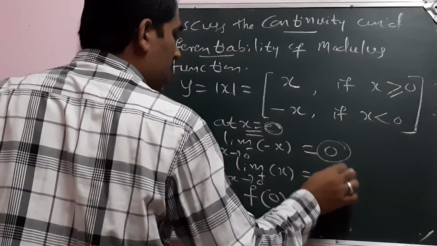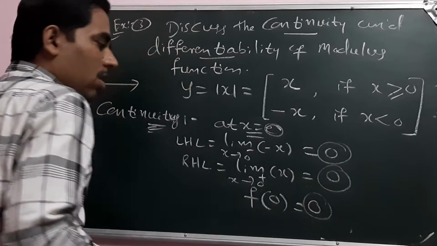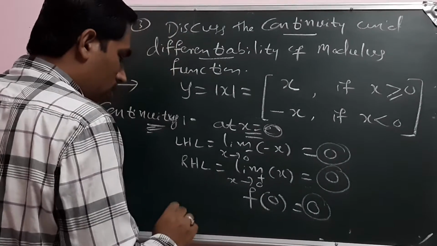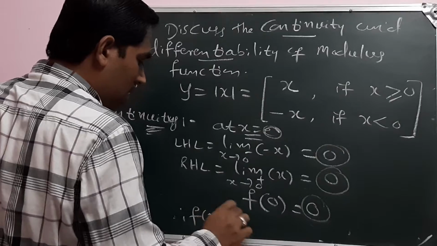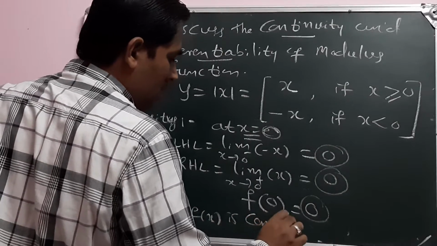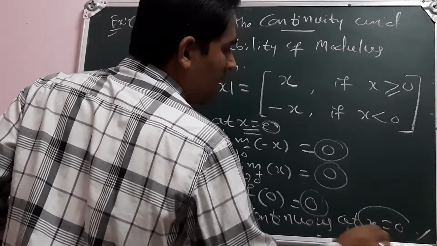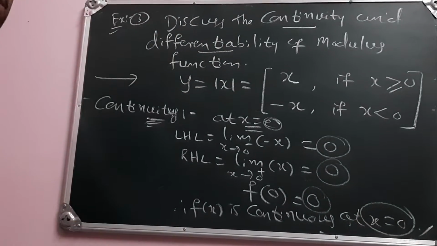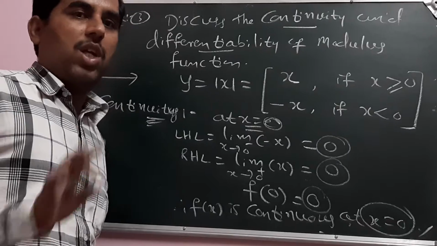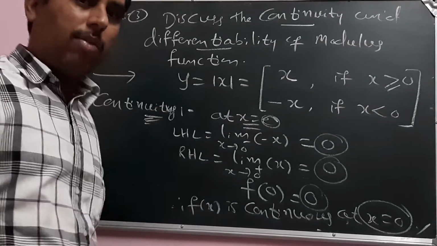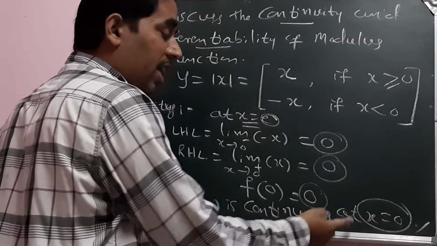See here, left hand limit is 0, right hand limit is 0. So the value of the function at the given point is 0. Therefore, what is our conclusion? This function is continuous at x is equal to 0. So the modulus function is a continuous function. We also know the graph of the function. So the modulus function is continuous.